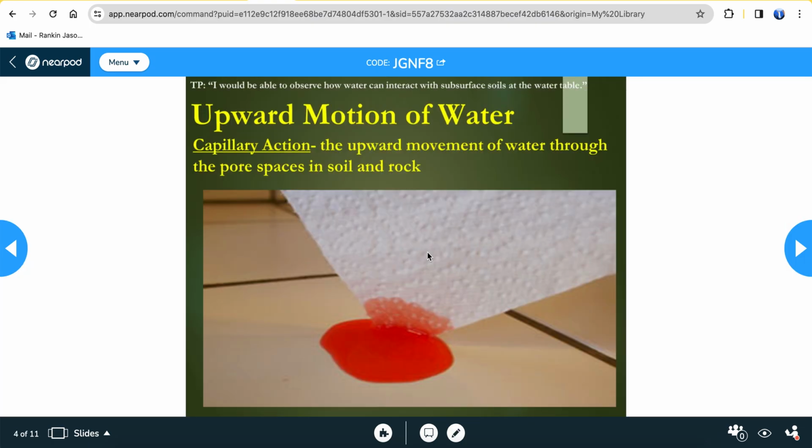Okay, let's get this down, please. Upward motion of water. We have capillary action. That definition is the upward movement of water through the pore spaces in soil and rock.